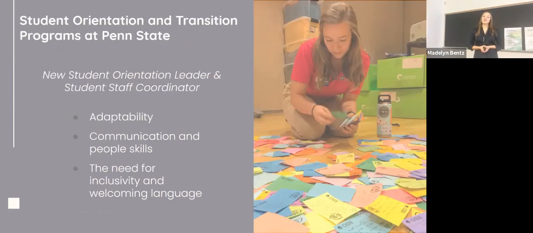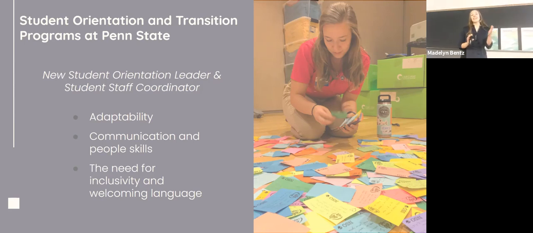Finally, I come to the most impactful experience that I've had during my undergrad, and that is working for student orientation and transition programs. I was a new student orientation leader for a little less than a year, and then I went on to be the student staff coordinator, which is basically the manager of the orientation team. I could talk for 3 hours about all the skills that I've learned through this job, but I'm going to condense it to just 3 bullet points. The first one is adaptability.